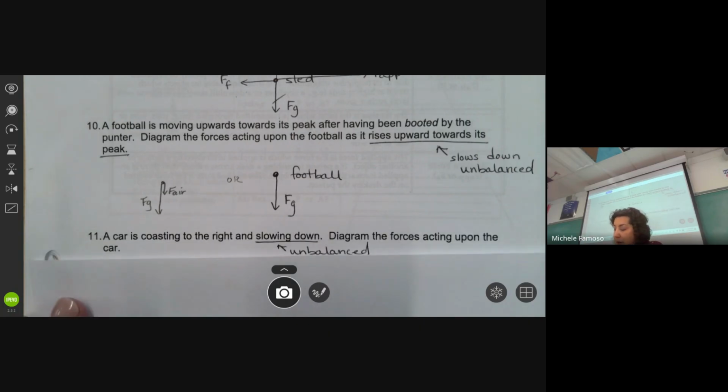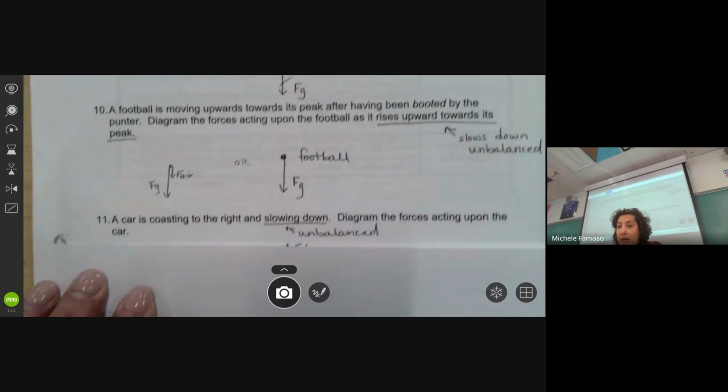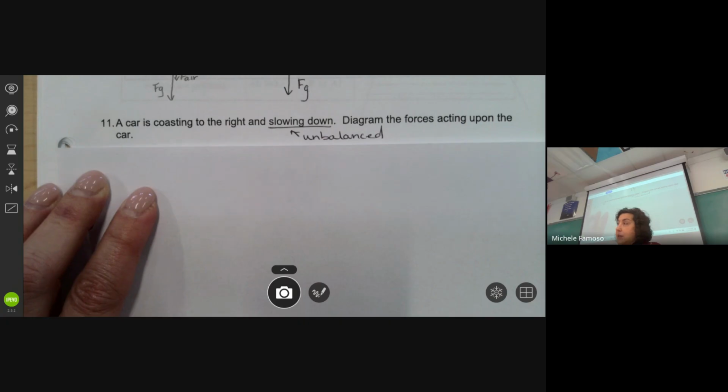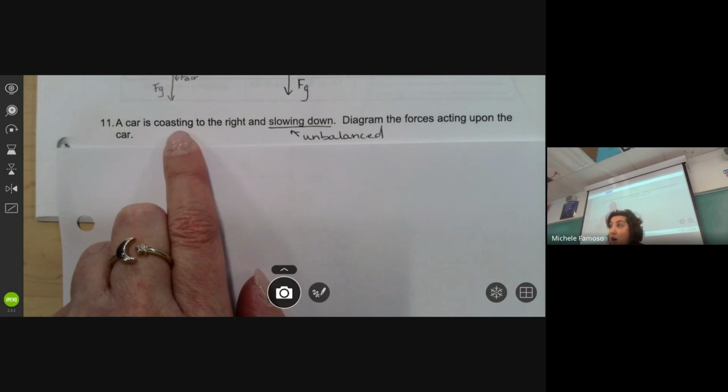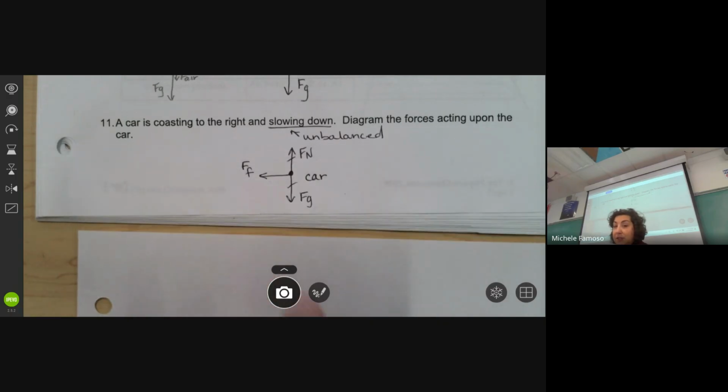The last one is about this car coasting to the right and slowing down. Since it's slowing down, it is an unbalanced force situation. There are 3 forces only. And those 3 forces, by the way, what does it mean when we say something is coasting? A car. If your car is coasting, is your foot on the gas or the brake? No, it's off. That's why your car slows down. You're not giving it any more gas to keep going forward. So this is it. The normal, the weight, and the friction force. The normal and the weight have to balance because the car is not accelerating up or down.